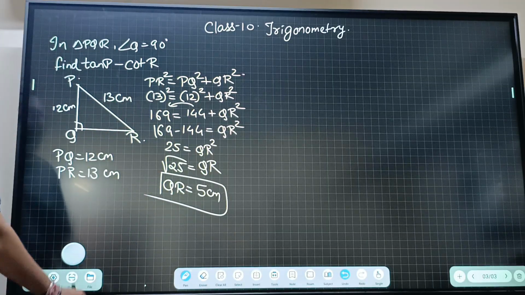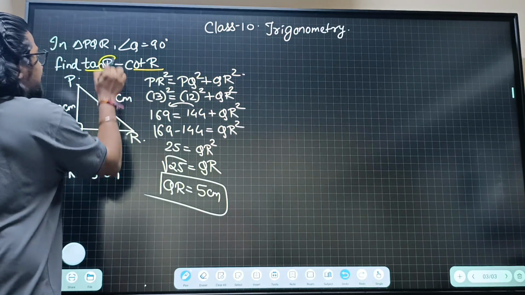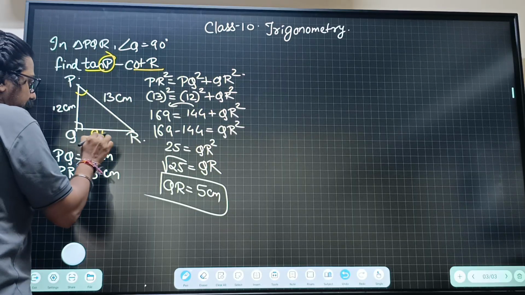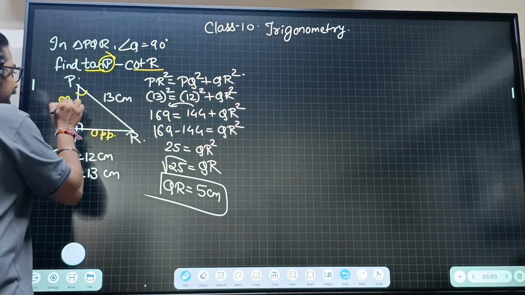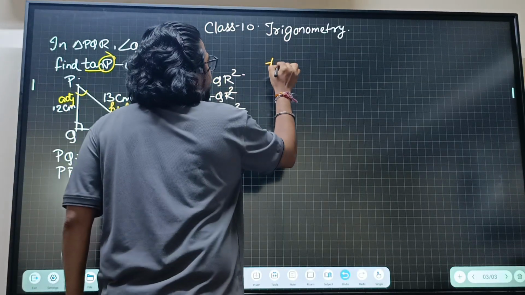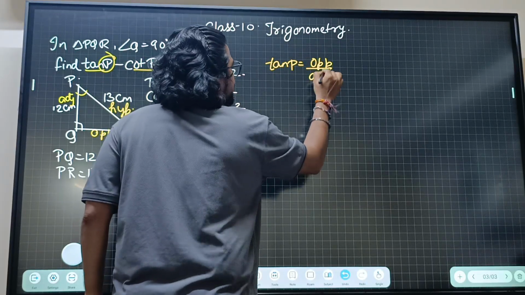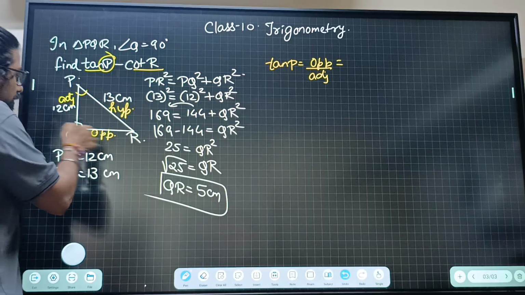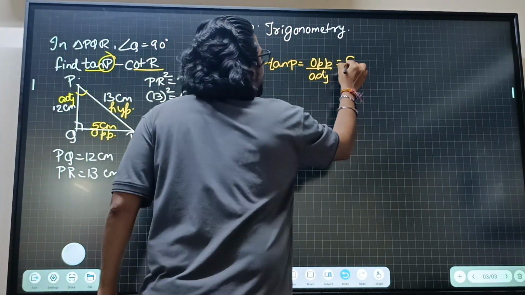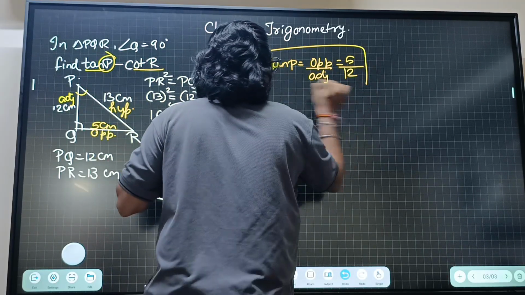Okay. Now what we need to find? We need to find tan P minus cot R. P चाहिए तो P एंगल हम ले लेंगे. ठीक है, तो P का ये ऑपोजिट हो गया. Yes, this becomes adjacent and this becomes hypotenuse. So what will be the value of tan P? Tan P की फॉर्मूला क्या है? Opposite upon adjacent. Okay. What is opposite? Opposite क्या है? QR. QR हमारा कितना आया? 5. तो 5 upon what is adjacent? Adjacent is 12. ठीक है. So this is our value of tan P.